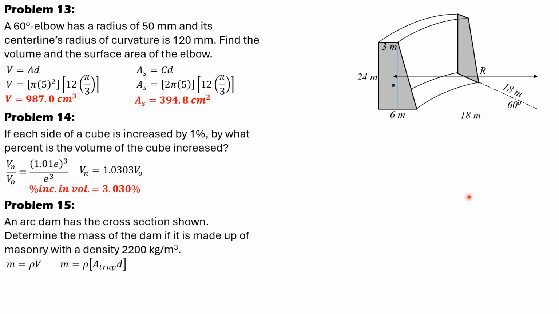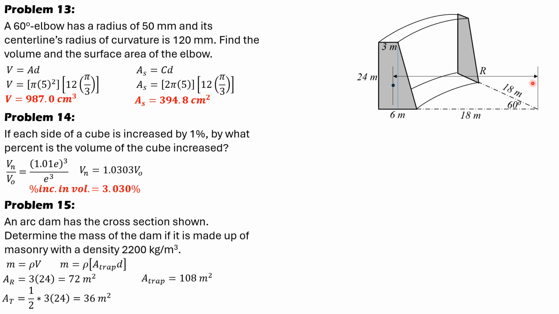So to solve for r, we can solve that by Varignon's theorem. So the area of the rectangle is equal to 3 times 24, and it is 72 square meters. The area of the triangle is 1/2 of 3 times 24, and it is equal to 36 square meters. So therefore, the area of the trapezoid is area of rectangle plus area of triangle, 72 plus 36 is 108 square meters. Then we apply Varignon's theorem.